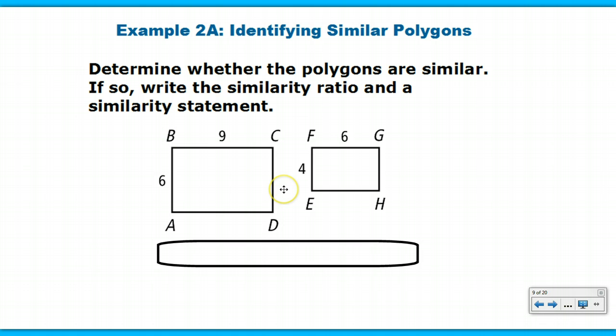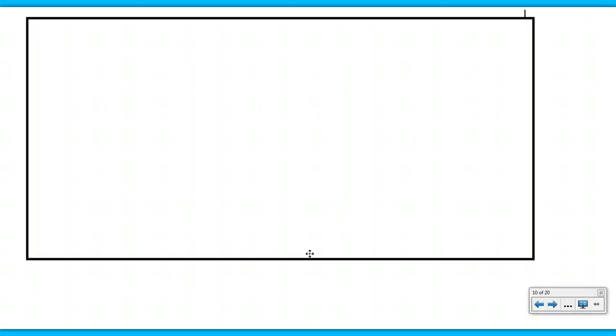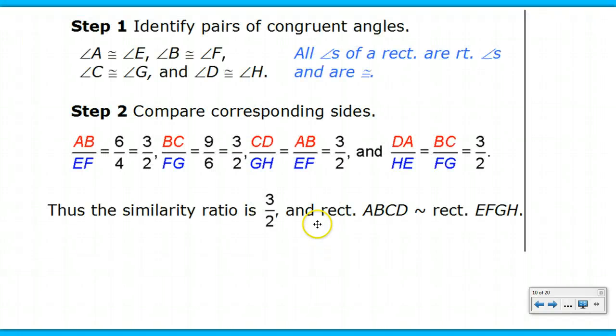6 to 4 from FE. Is that equal to 9 to 6? So is 6 over 4 equal to 9 over 6? And 6 over 4 is 3 halves, right? And 9 over 6 is 3 halves. So yes, the rectangles are similar. We can say that ABCD is similar to EFGH, which is basically what we're told here, with a similarity ratio of 3 over 2.